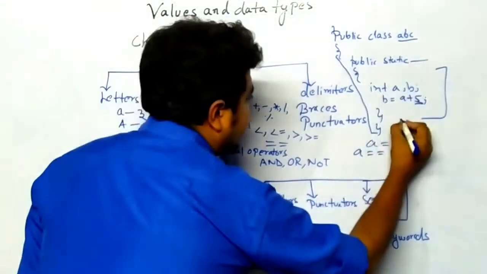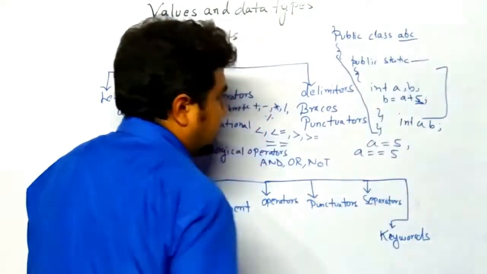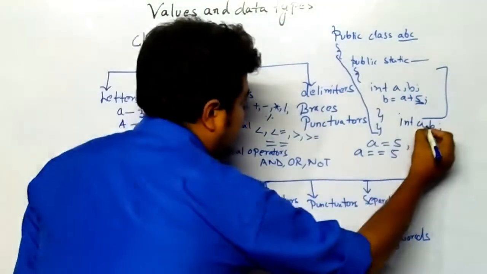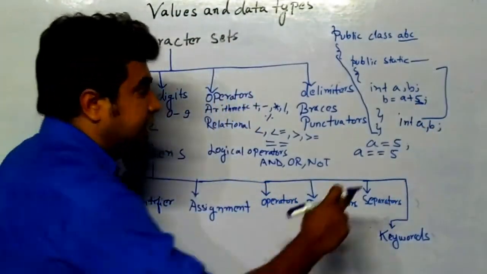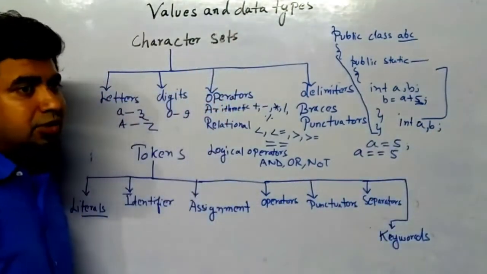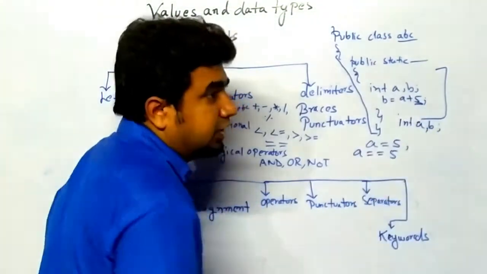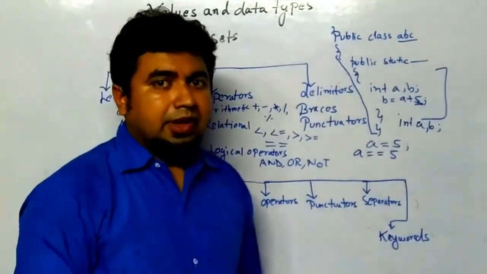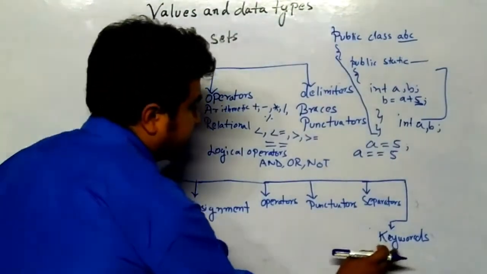If you write like this, int AB, it will be treating AB as one variable. If I write A comma B, then it is treating A and B as separate variables. Means comma is used as a separator. Semicolon is used as a line terminator. In English we use a full stop for line terminator, in computer we use semicolon. Then separators we have discussed.